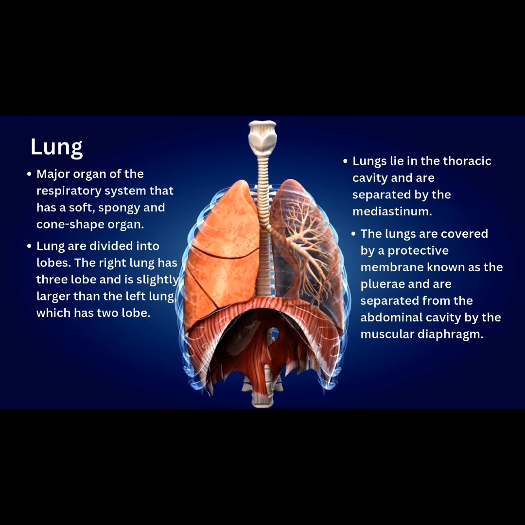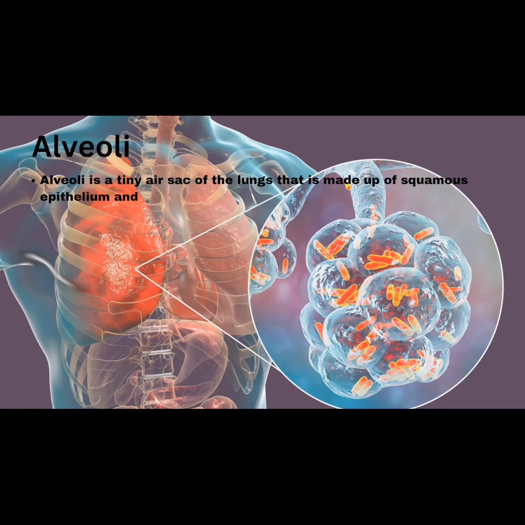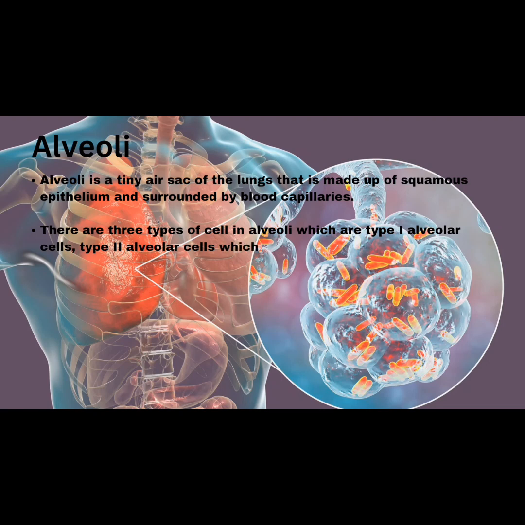the muscular diaphragm. Alveoli are tiny air sacs of the lungs that are made up of squamous epithelium and surrounded by blood capillaries. There are 3 types of cells in alveoli, which are type 1 alveolar cells, type 2 alveolar cells, which are septal cells, and alveolar dust cells.